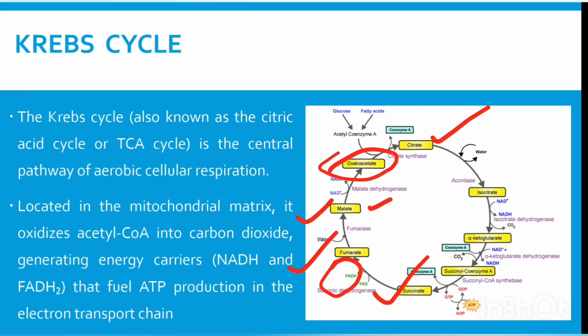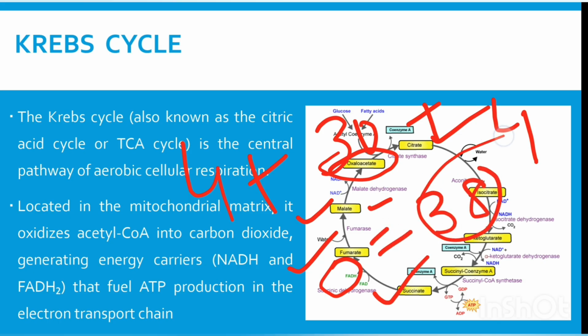So 10 NADH approximately provide 30 ATPs. So 4 ATPs directly, approximately 30 ATPs from NADH, and from 2 FADH2 approximately we get 4 ATPs. So all total 30 plus 4 plus 4, that means 38 ATPs at the end of the Krebs cycle.